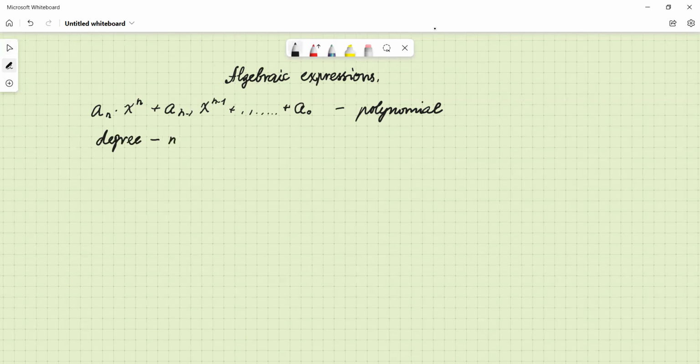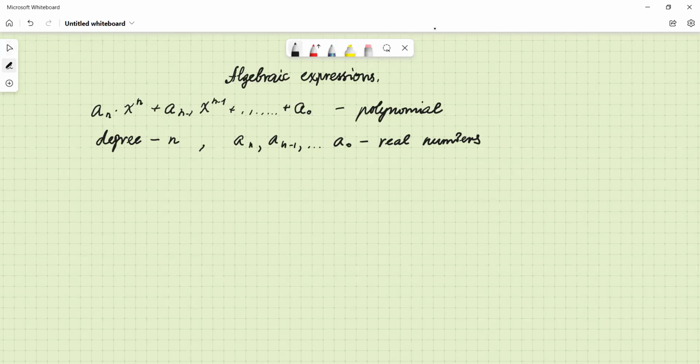So in our case it is n. The coefficients of a polynomial are real numbers. a_n, a_(n-1) and so on, a_0 are real numbers. Well, basically the numbers we were talking about in our first lecture.